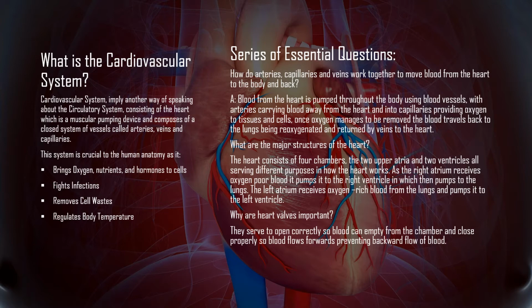Another question will be: what are the major structures of the heart? The heart consists of four chambers, the two upper atria and the two ventricles, all serving different purposes in how the heart works. The right atrium receives oxygen-poor blood and pumps it to the right ventricle, which then pumps it to the lungs. The left atrium receives oxygen-rich blood from the lungs and pumps it to the left ventricle.